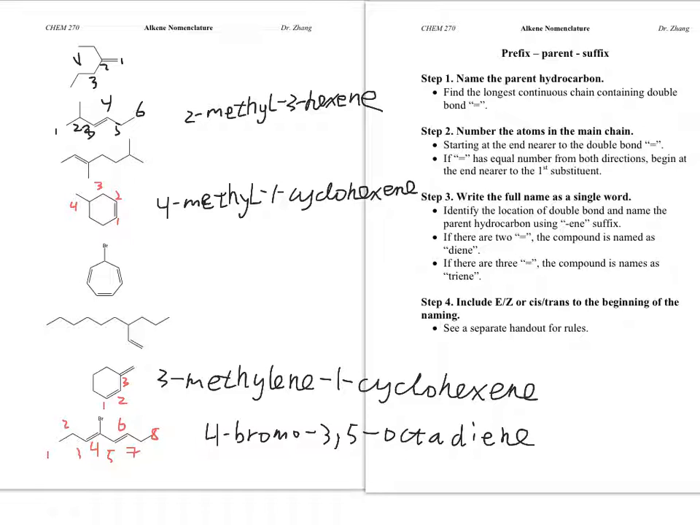However, one thing that I did not include when we discussed the naming of alkenes is how to identify the stereochemistry, E/Z or cis/trans, to describe the stereochemistry of the molecule. And in a separate video, we're going to address that.